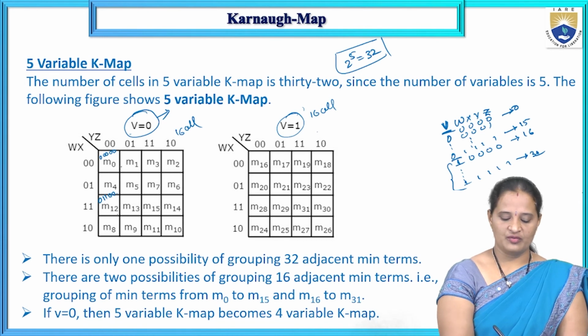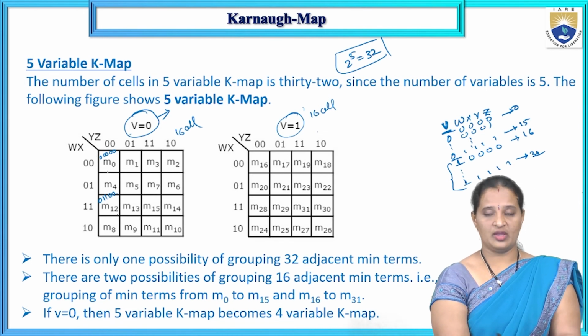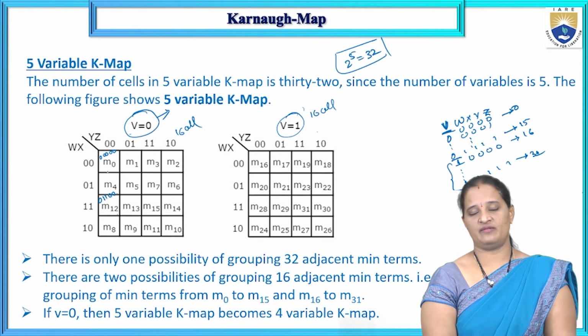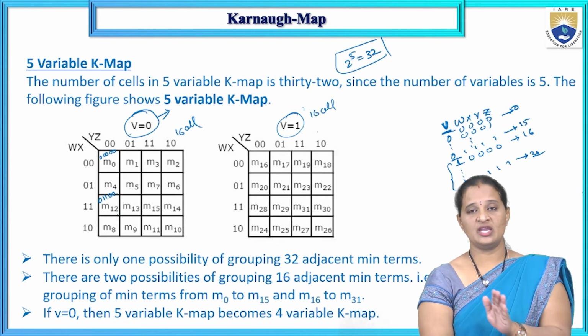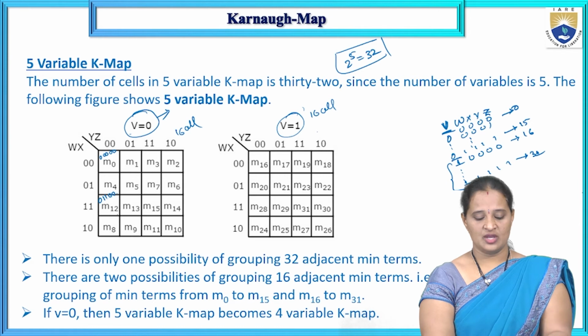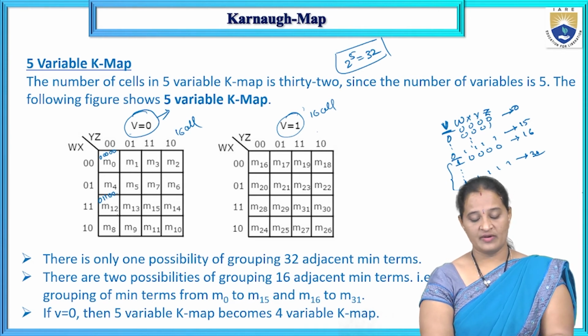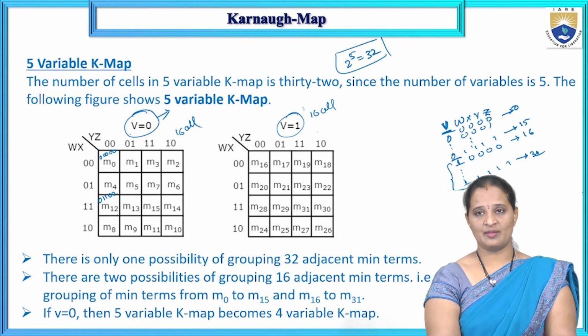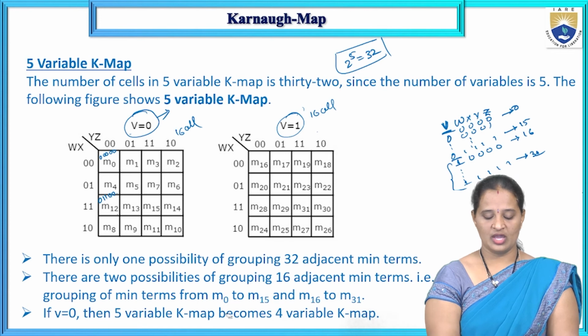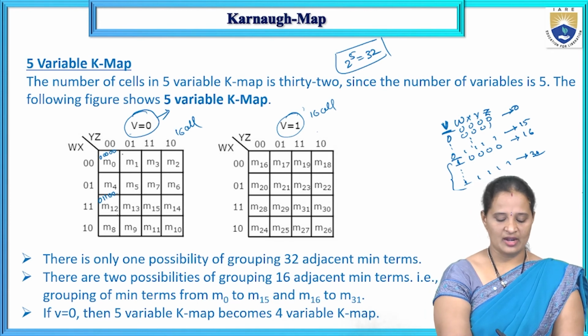So like that, we can form a 5 variable K-map using 2 four variable K-maps by considering the MSB value as 0 for the first 4 variable K-map and MSB value as 1 for the second 4 variable K-map. Okay, so this is how I can write down the equation.